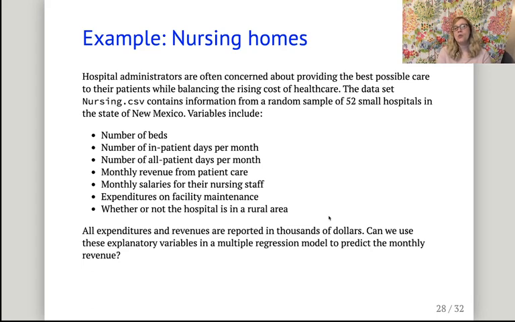Let's take a look at one last example with multiple regression models and see what happens when some variables maybe aren't as important as we think they are. So this is the nursing home data set. We've got a data set from a sample of 52 small hospitals in the state of New Mexico. We want to predict monthly revenue.